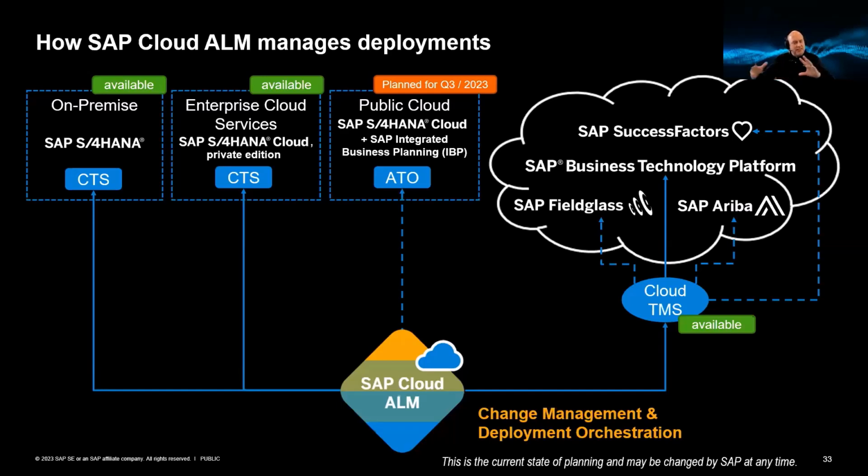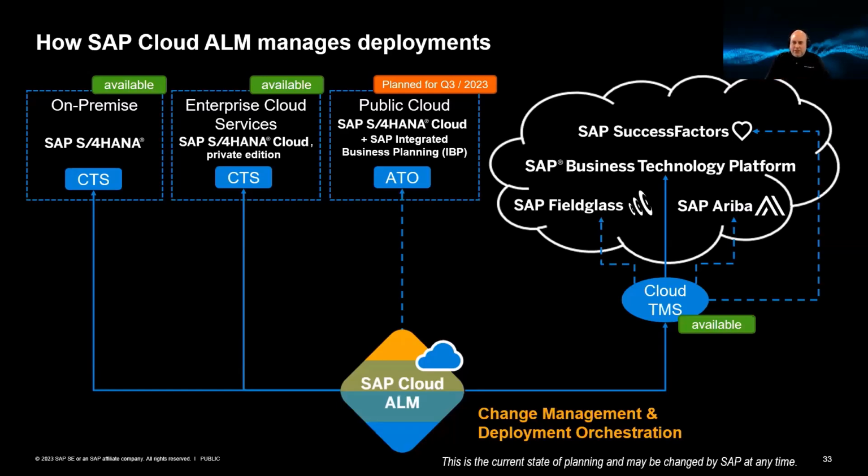Cloud TMS is being extended to cover those, and then Cloud ALM talks to the cloud transport management system. So as soon as that's available, we'll be able to control those changes. And we're also planning on controlling it through the Adaptation Transport Organizer for S/4 Public Cloud and IBP. This is planned for Q3 2023. So really, the Cloud ALM can bundle changes into what we call features, and then we can deploy them through the landscape through a feature control system.